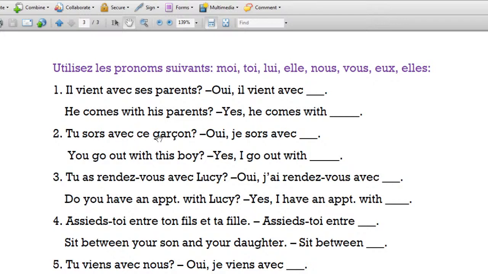You go out with this boy. Okay, it's a question again. You go out with this boy? Yes. Je sors avec dash. Garçon is masculine here. Masculine singular. So I am replacing it with Louis. Are you going out with this boy? Yes, I am going out with him. With is a preposition. Again with Louis.